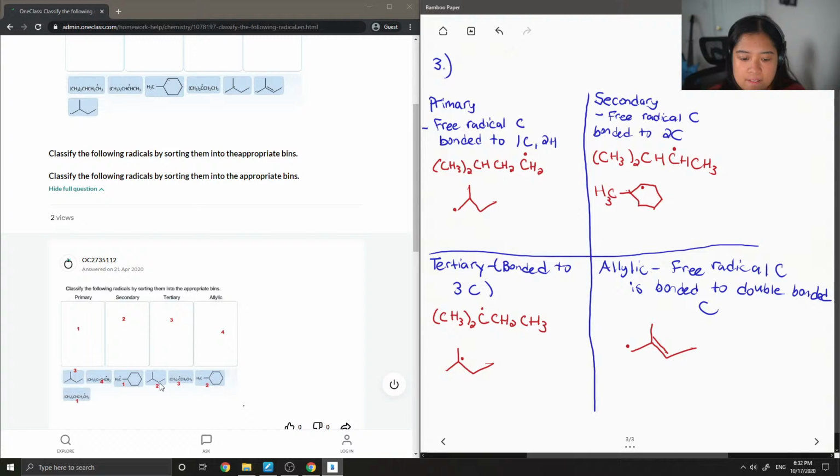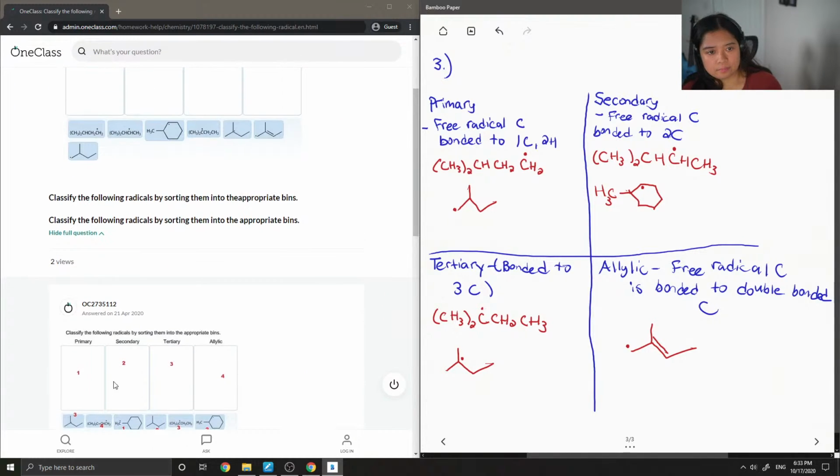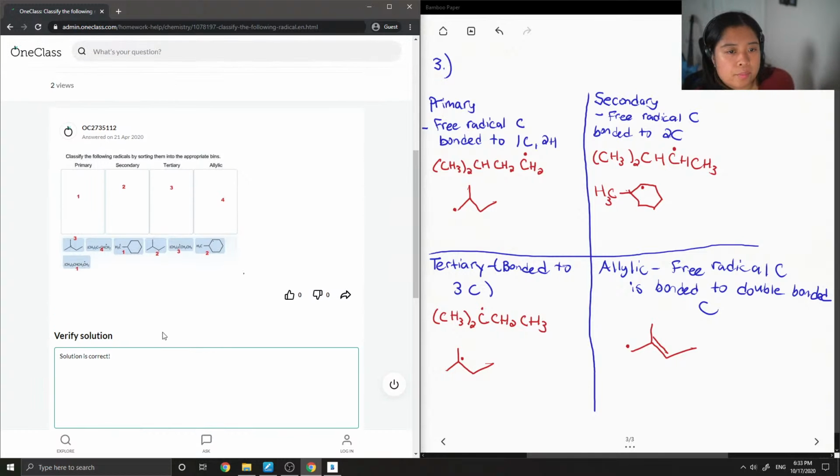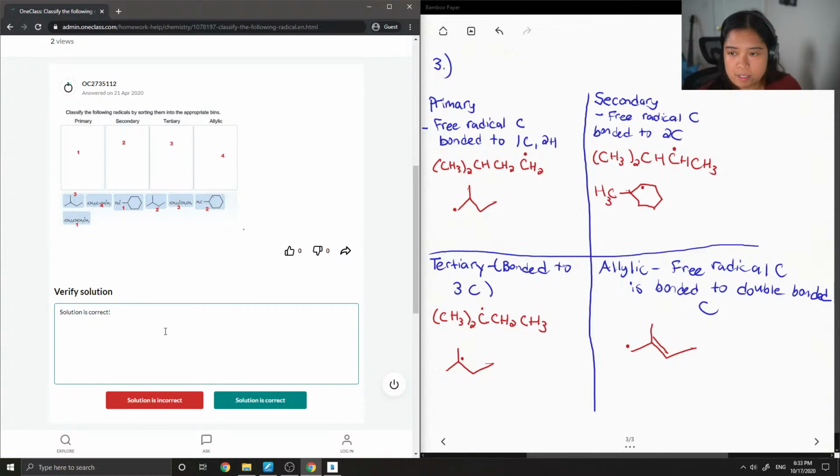And then this one is secondary. This one is the tertiary. This one is the secondary, which I got as well. And then the other one is the primary. And the solution was pretty much correct. Even though it was missing some compounds, it's still pretty easy to guess why it was correct.